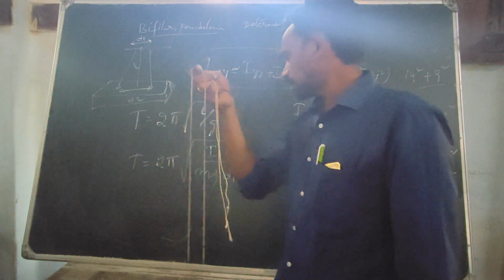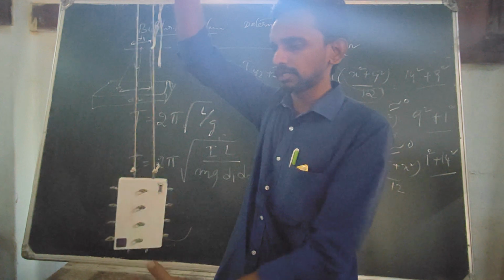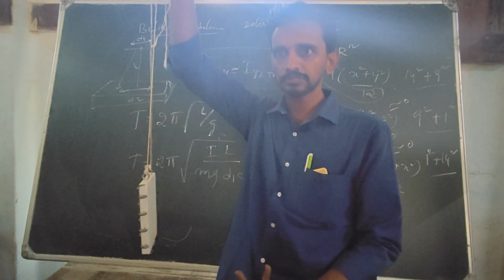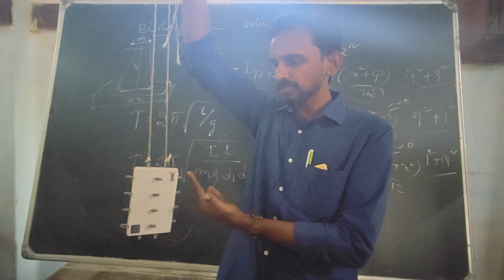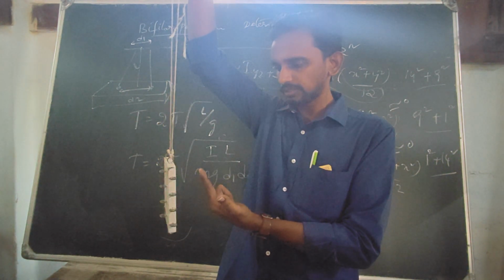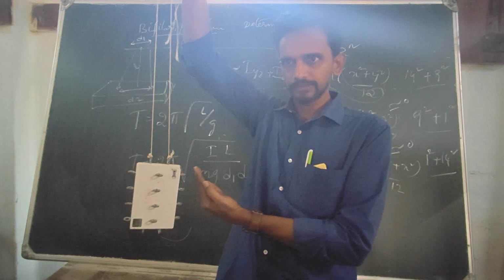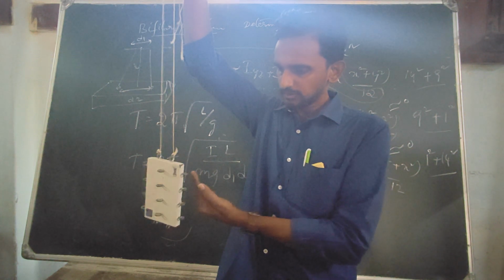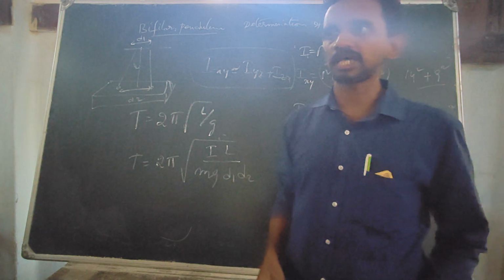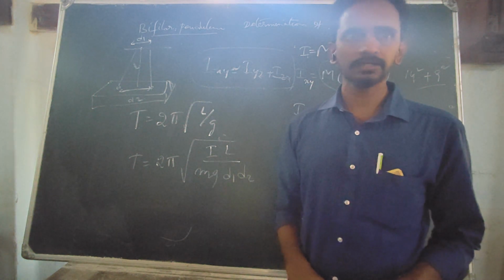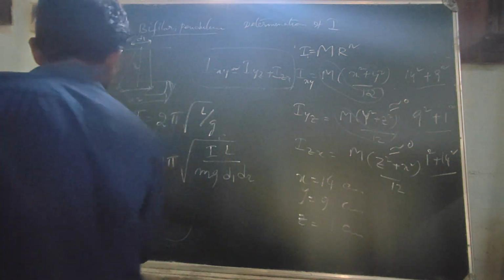Okay. So what do you have to measure? You have to measure the time period. So the time taken for, let's say, 20 oscillations. If you start counting from this end, let's say this is 0, 1, 2. Like that you have to measure the oscillation time for 20 oscillations and divide it by 20. You get the time period.